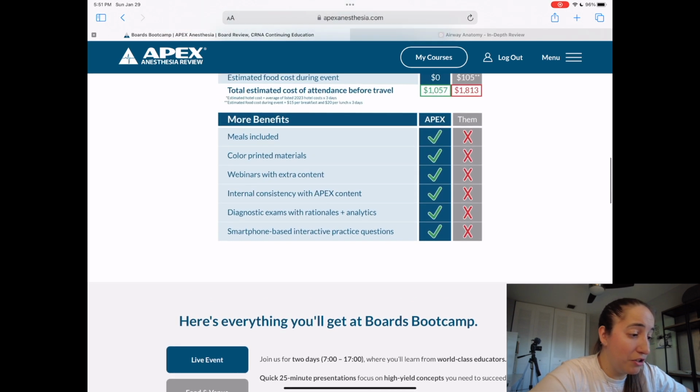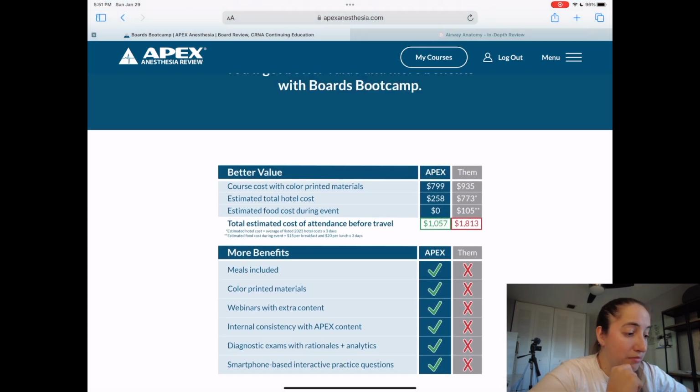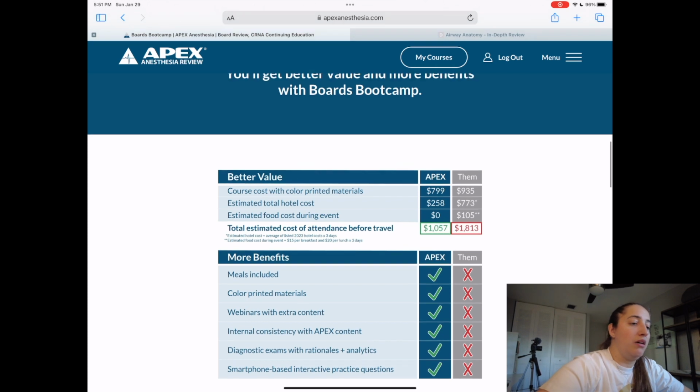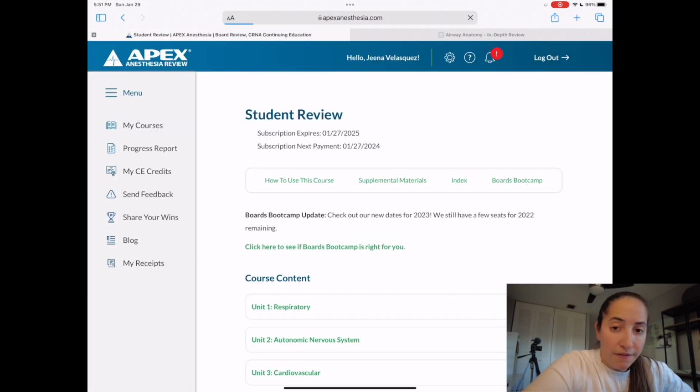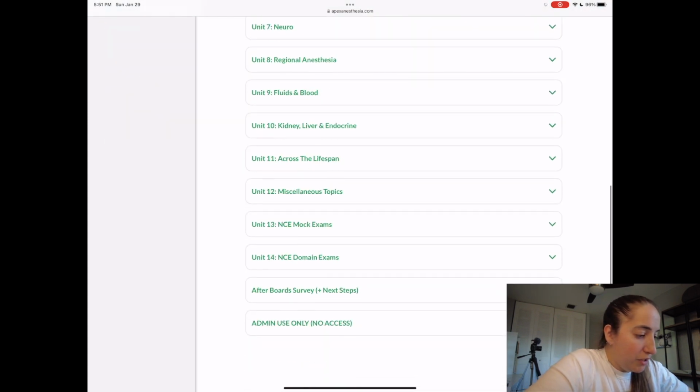I don't know if I'll ever do that, but I mean, it's there. And then they're telling you the cost of like hotel and food and all that kind of thing. But anyway, let's go back. I want to look at the mock exam stuff so you could see what that looks like.